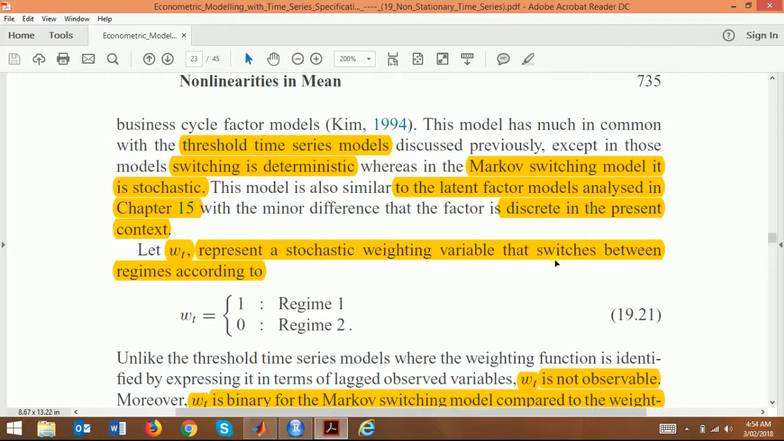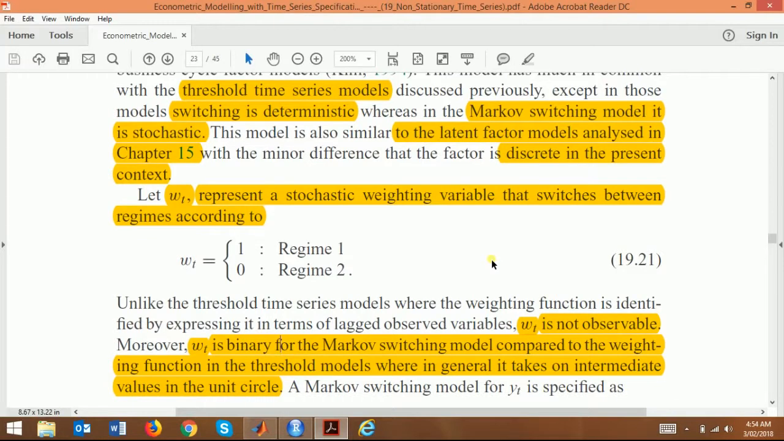This model is also similar to the latent factor models analyzed earlier, the Kalman filter algorithm, with the minor difference that the factor is discrete in the present context. Let omega t represent a stochastic weighing variable that switches between regimes, omega being 1 for regime 1 and 0 for regime 2. Previously in threshold models we fixed how much data would be split into two different regimes. In this model we might allow the system to decide that for us.